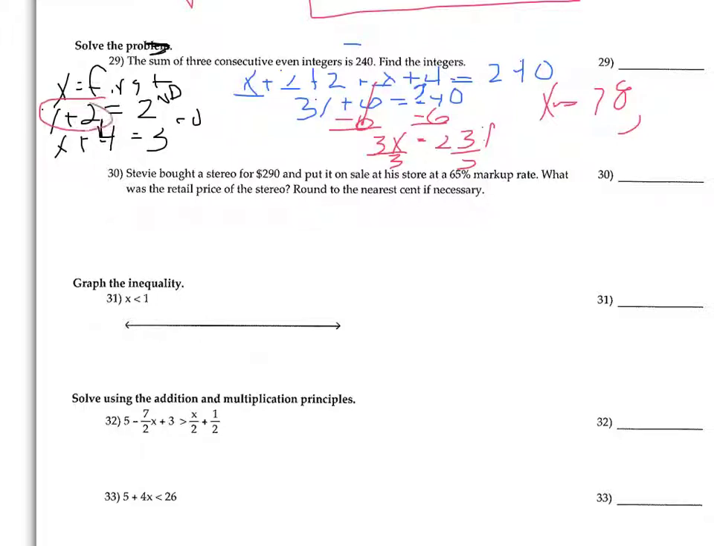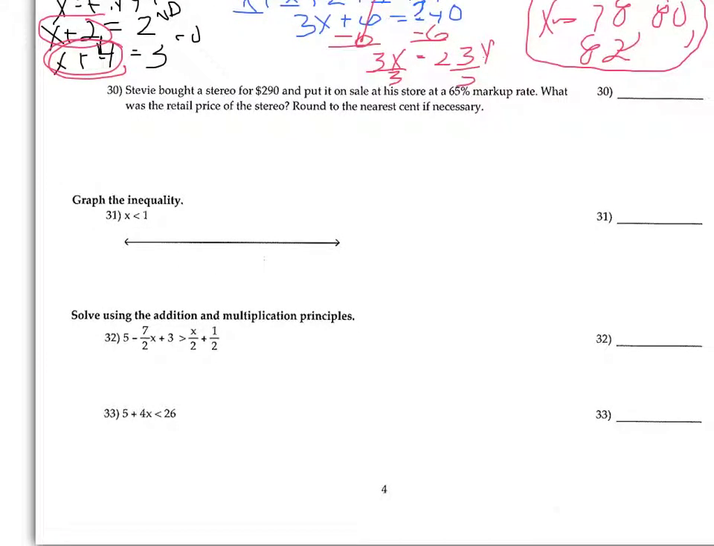The second number is 2 more than that. So that's 80. And the third number is either 2 more than the 80 or 4 more than our 78. Either way, we get 82. And those are the 3 consecutive even integers that we're looking for. So the integers we're looking for are 78, 80, and 82.